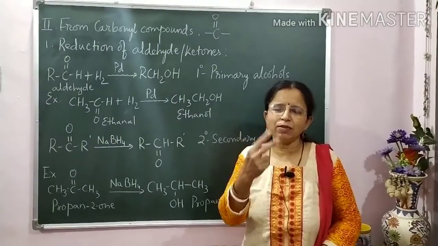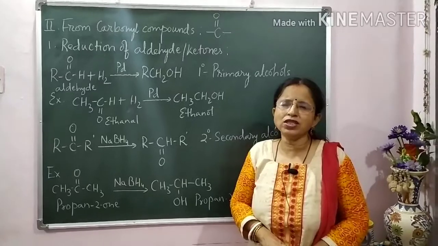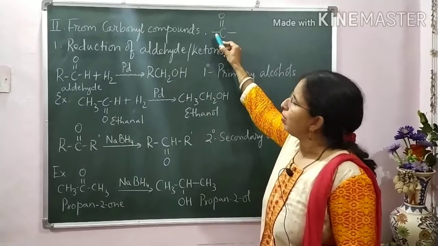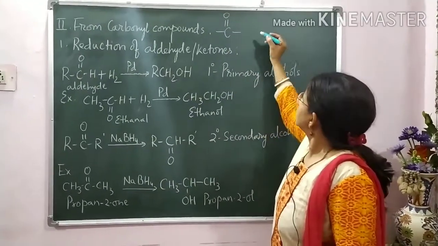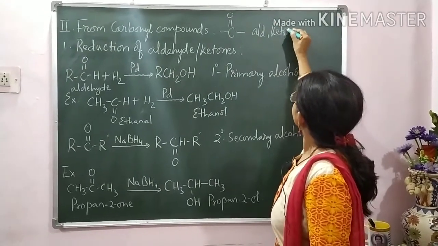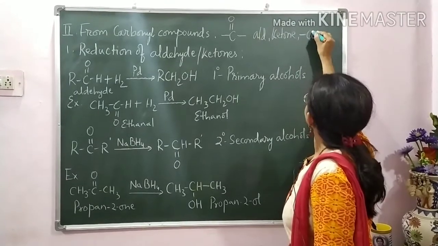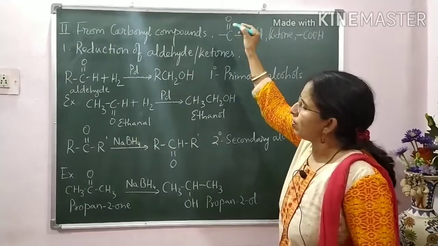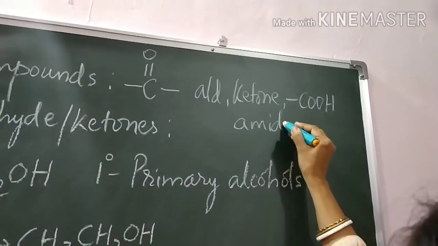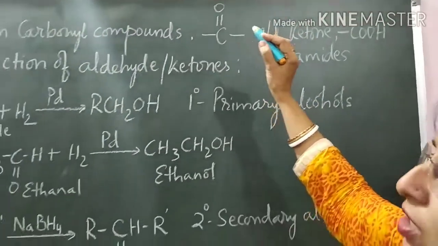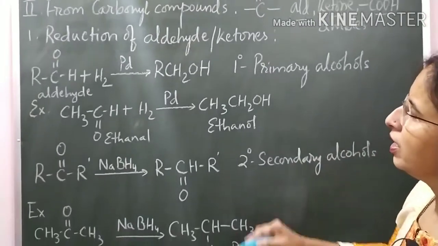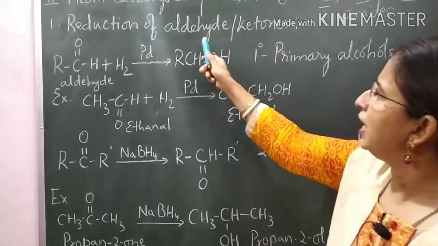Now let us see the second method of preparation of alcohols, that is from carbonyl compounds. Carbonyl compounds are nothing but compounds having a C double bond O. These can be aldehydes, ketones or carboxylic acids. These are the groups of carbonyl compounds. Beyond that, amides are also carbonyl compounds. But you have the preparation of alcohols from aldehyde, ketone and carboxylic acid. Now, how can we convert aldehyde and ketone?